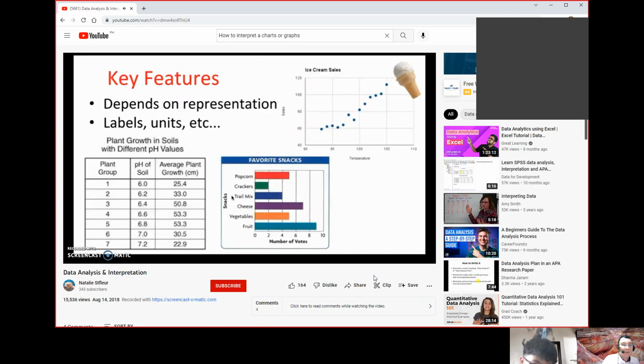Once you've grounded yourself, you're going to look for key features, and that's going to depend on the type of representation. So, for example, in a data table like this, a key feature would be reading the headers on the columns or the rows. In plots and bar graphs, I would want to read the labels on the x and y axes. Another thing that's important to look at are the units that are used. That's a very important detail.